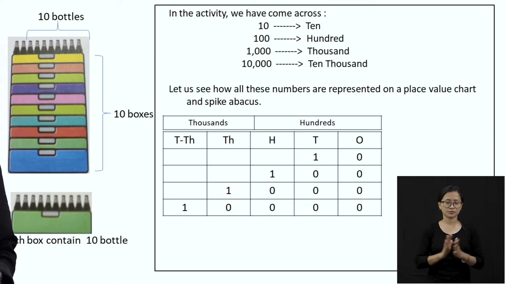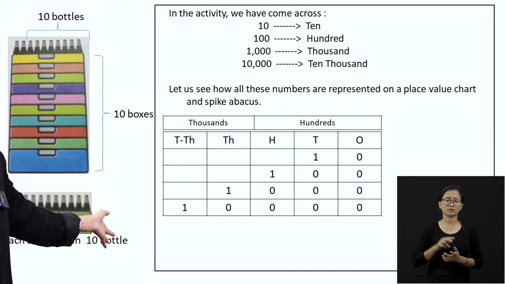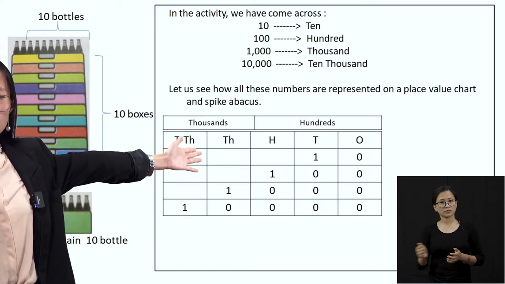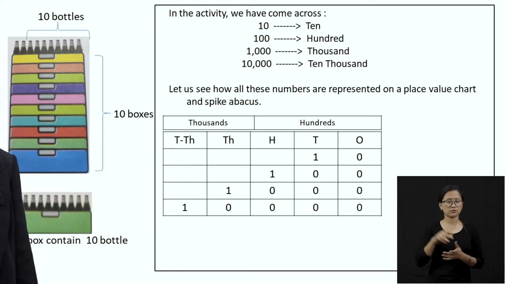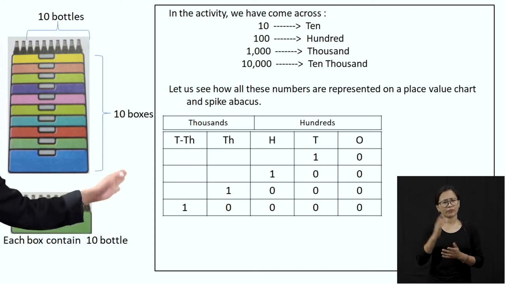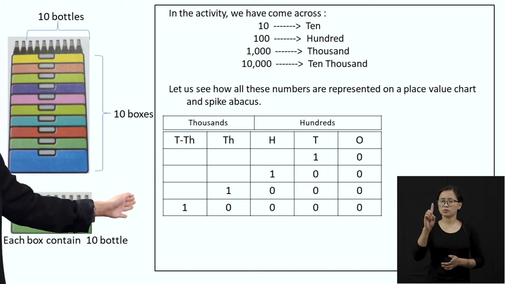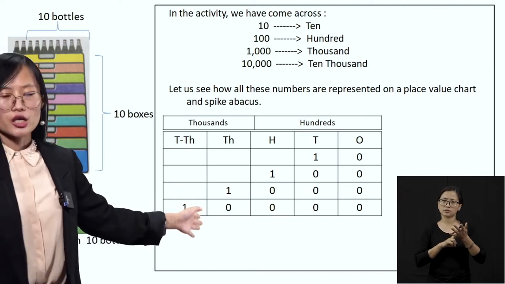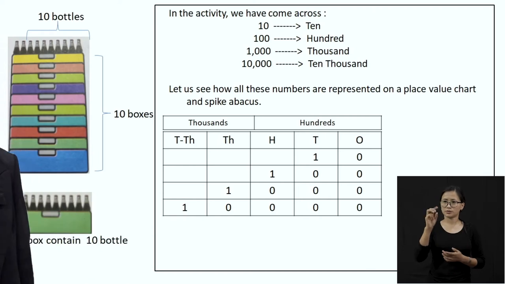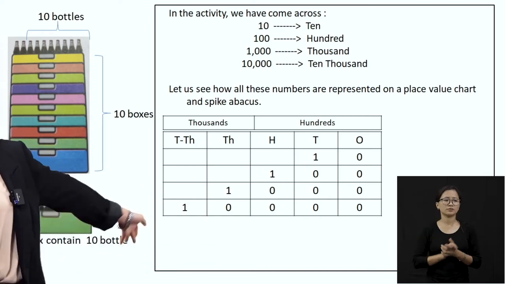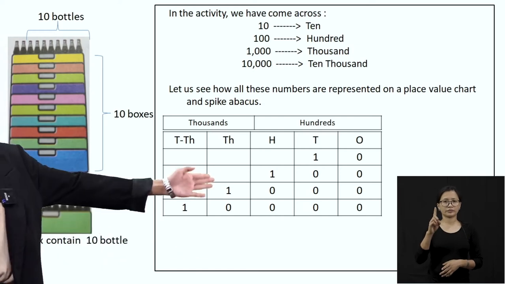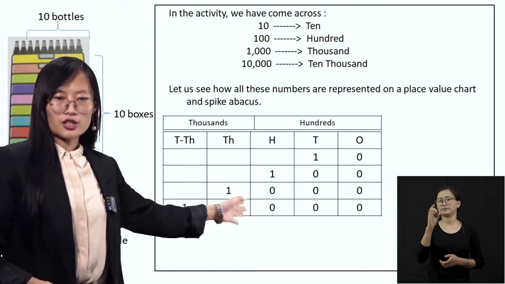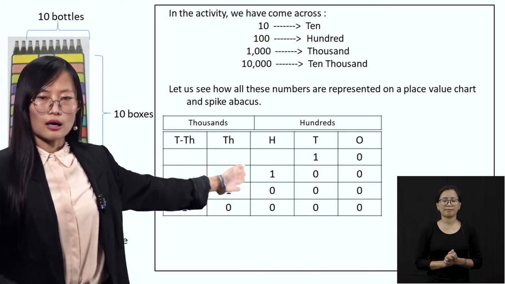On one side it is written hundreds, which is called the ones period, and on the other side you have thousands, which is called the thousands period. In one period you have three places: ones, tens, and hundreds. Ones is denoted by O, tens denoted by T, and hundreds denoted by H. The second period is thousands and ten thousands. Thousands is denoted by TH and ten thousands denoted by TTH.